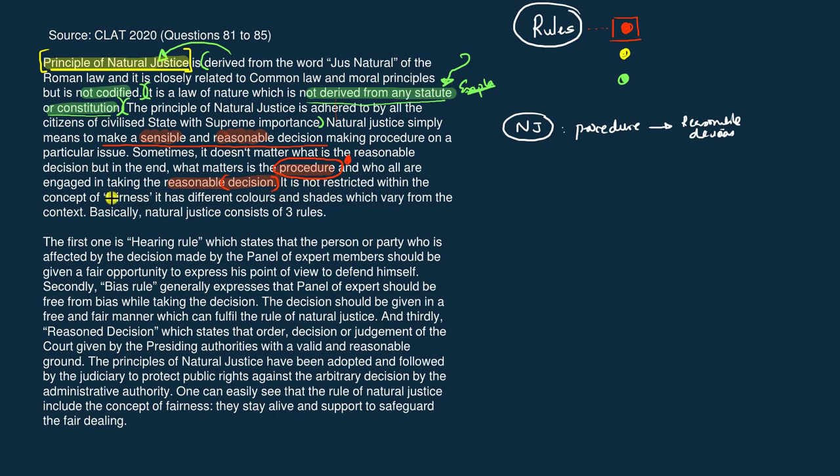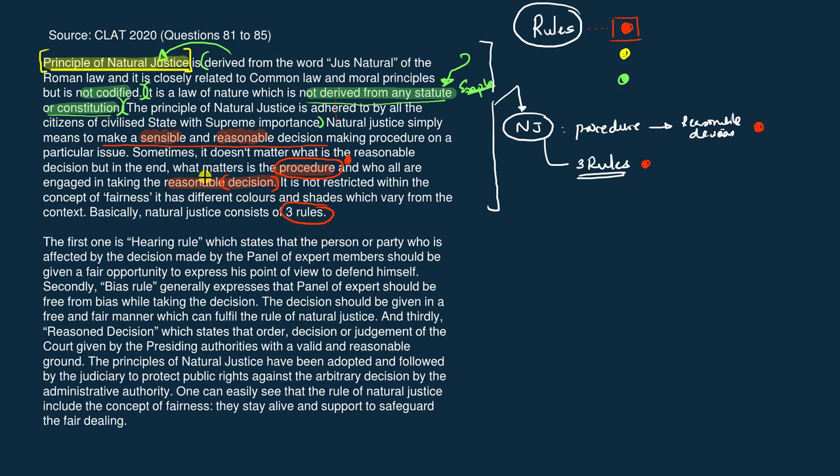It is not restricted within the concept of fairness. It is different from colors and shades which vary from context. Basically, natural justice considers 3 rules. And now this is all important. So all that is saying here is that natural justice has got 3 rules. And therefore, at this point in time, all I've gathered from paragraph number 1 is that natural justice is focused on procedure to arrive at a reasonable decision, and there are 3 rules. That's it. So there's nothing much that I can derive from paragraph number 1 in terms of my red signals. Red sentences or red words are those things which help me eventually to make a decision on a question that is going to be posed to me.